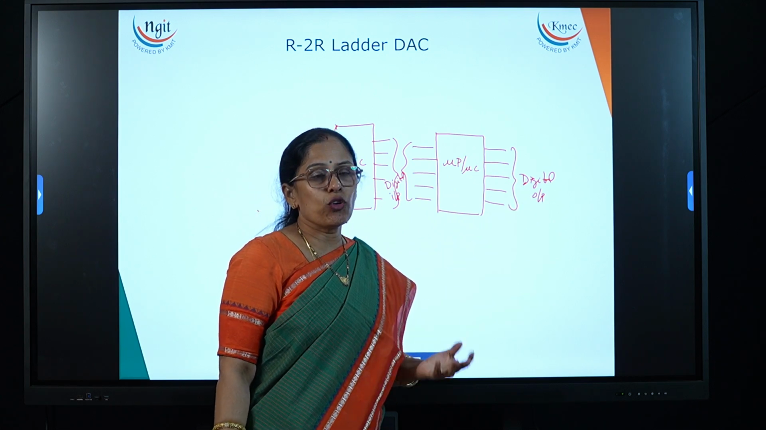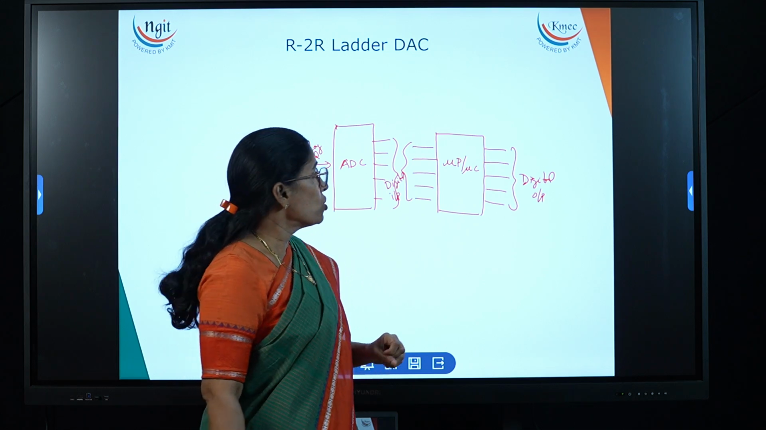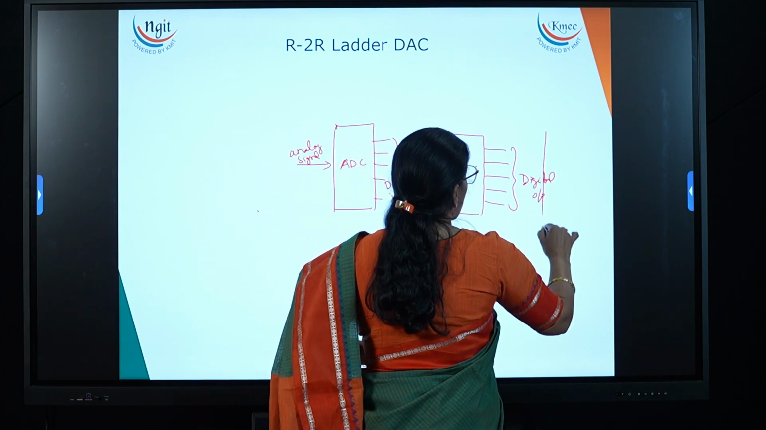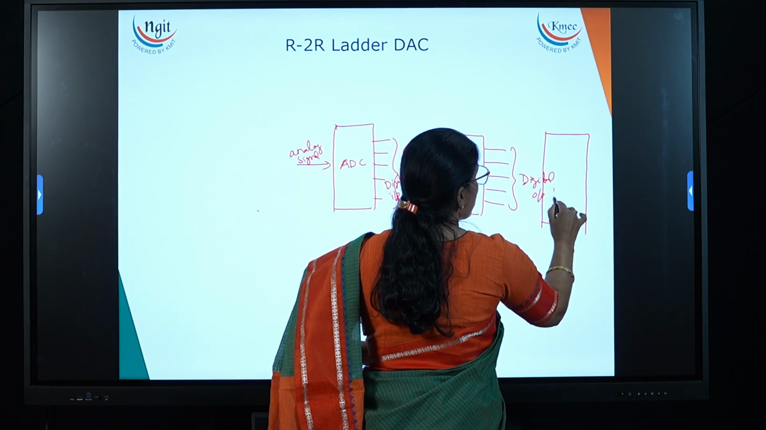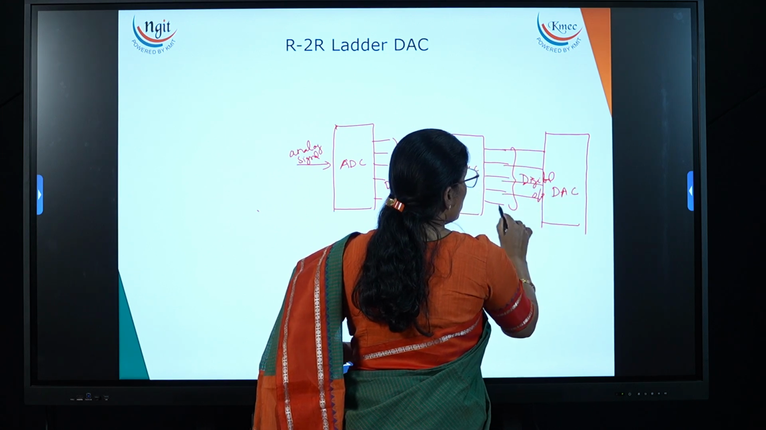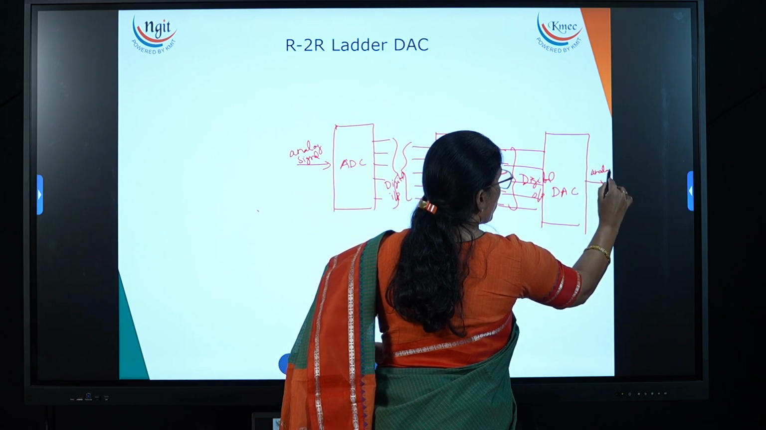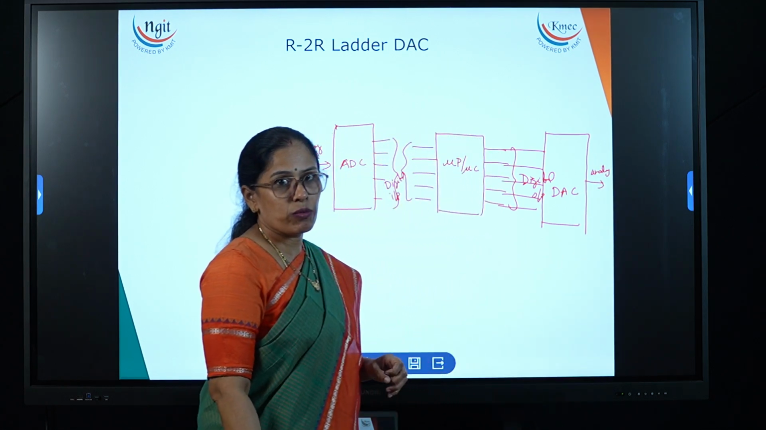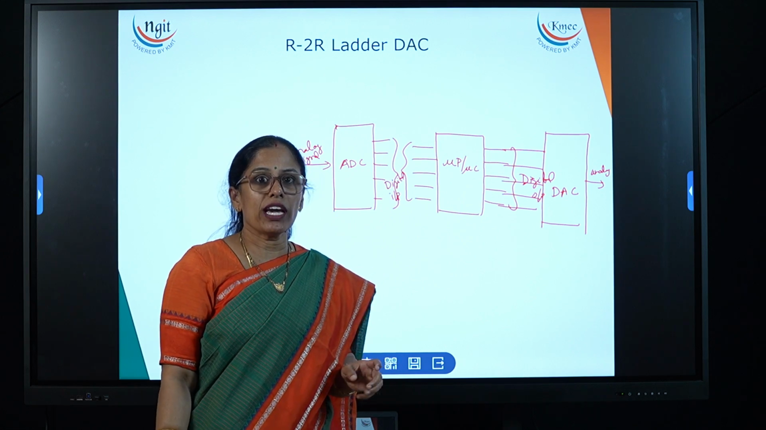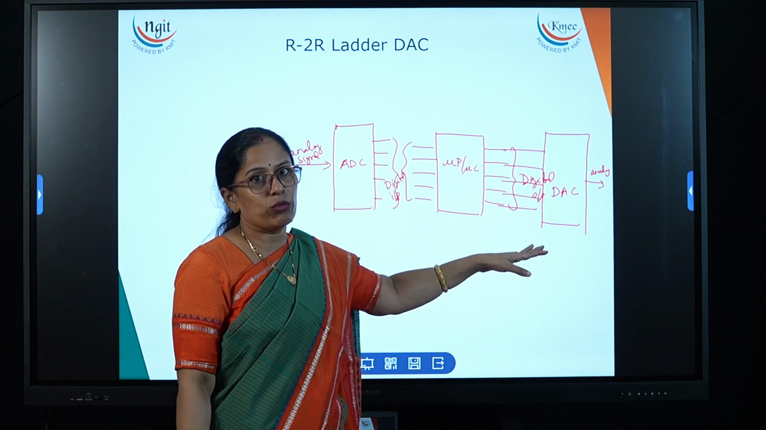But again, a few applications we can run only on analog inputs, so at that time we need the DAC, digital to analog converter. These digital signals we apply to the digital to analog converter, and it will generate the analog signal. For example, a speaker. A speaker we can run by using only an analog signal. If any digital input is there, it should be converted into analog.